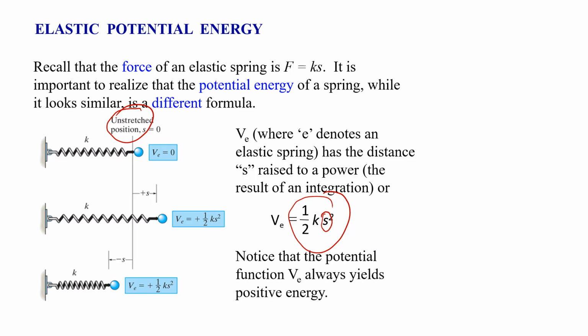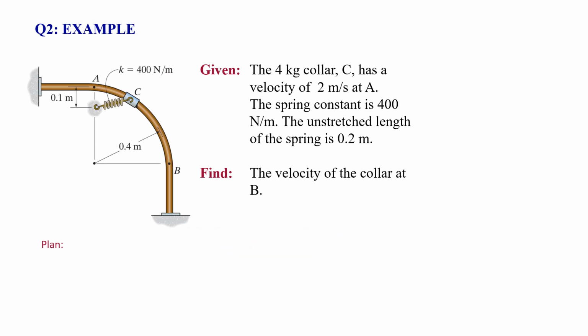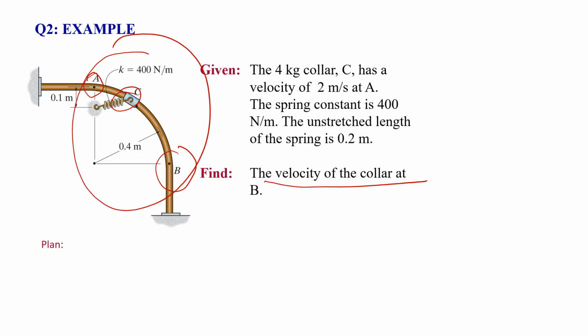So if only conservative forces are given, then it's easier to use the conservation of energy principle. So this is the conservation of energy principle. I think we did this in the class. Here at the beginning it is in position A, and after some time it is in position B. The forces acting here are the spring force and gravity. So we can easily make use of the conservation of energy principle to find out the velocity at point B.